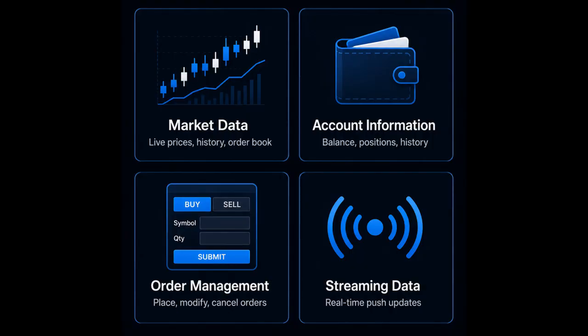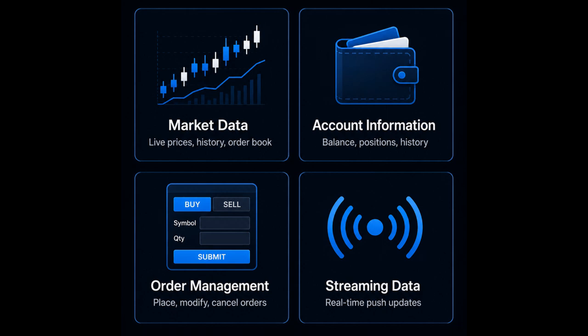So what can you actually do through a broker API? Let's make it concrete. Most broker APIs give you access to four main categories of functionality. The first is market data. You can request live prices, historical price data, order book depth, and other market information, pulling it directly into whatever tool you're building or using, rather than reading it off a chart manually.